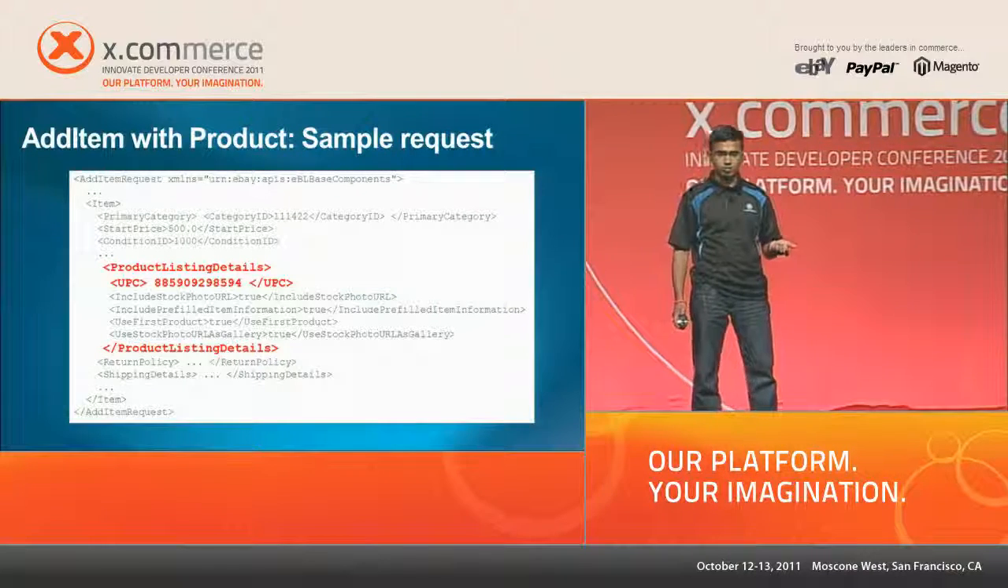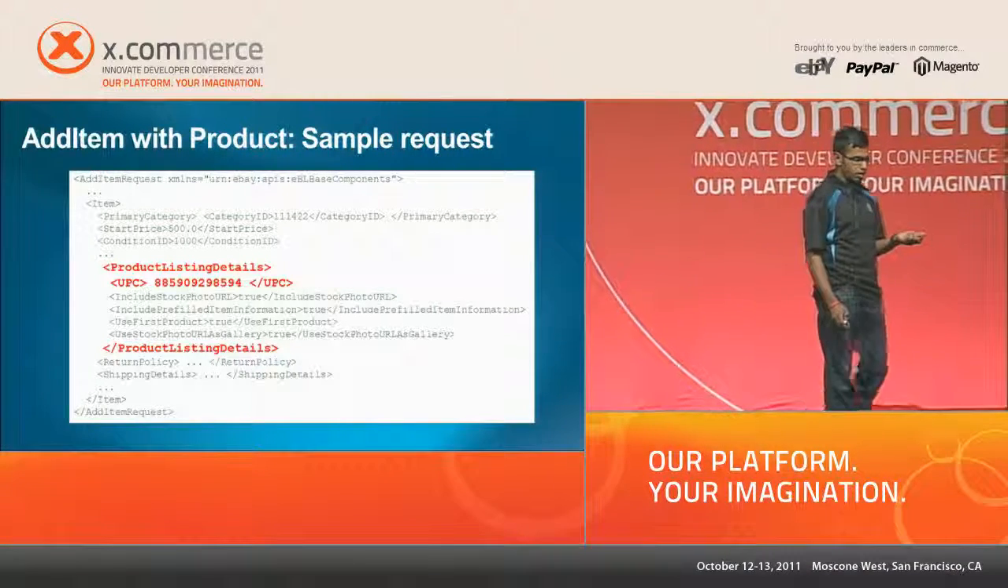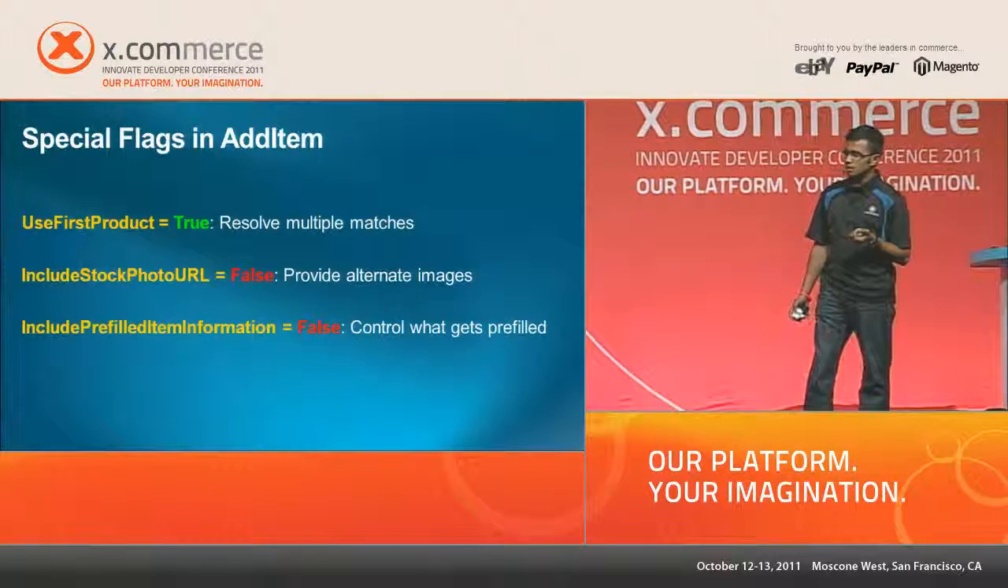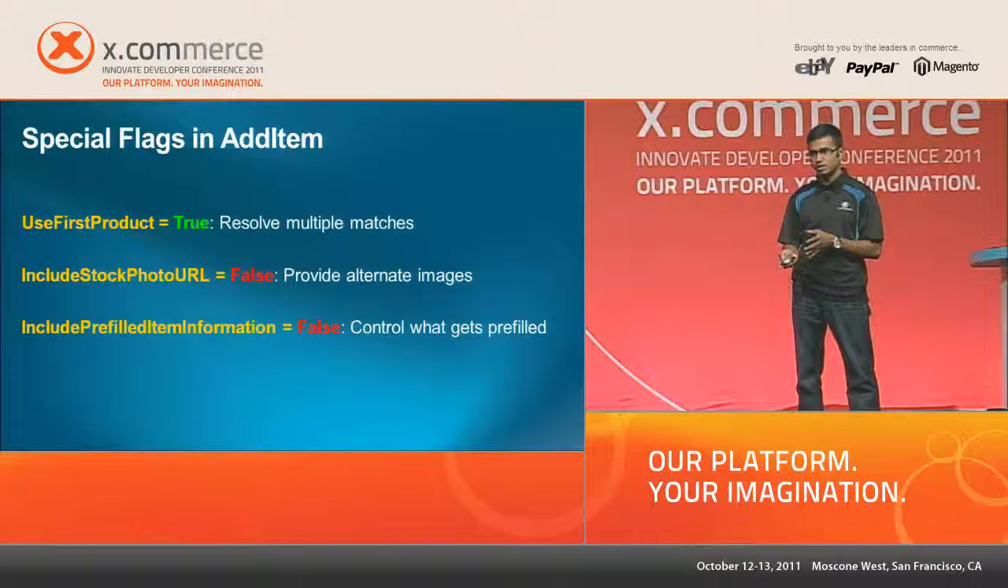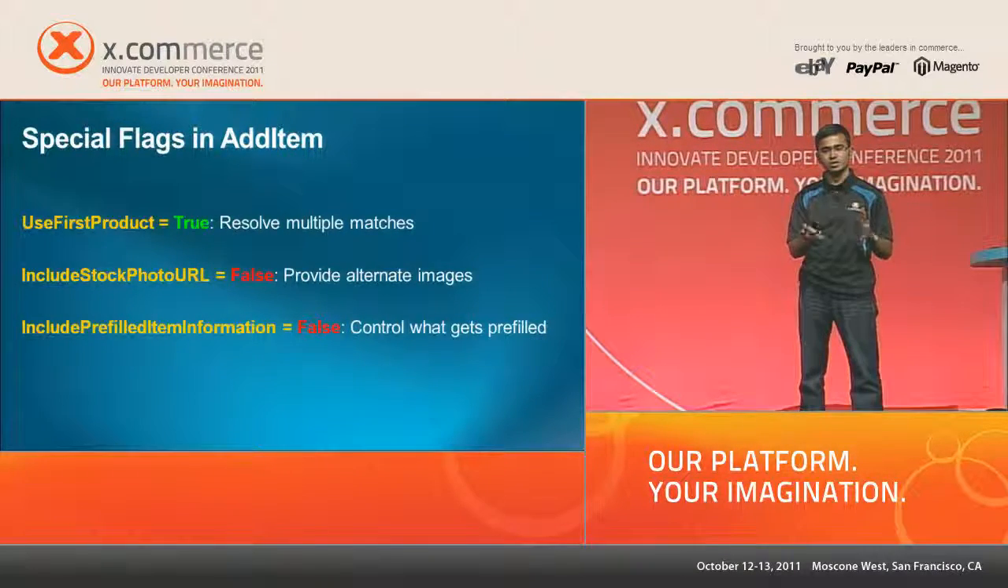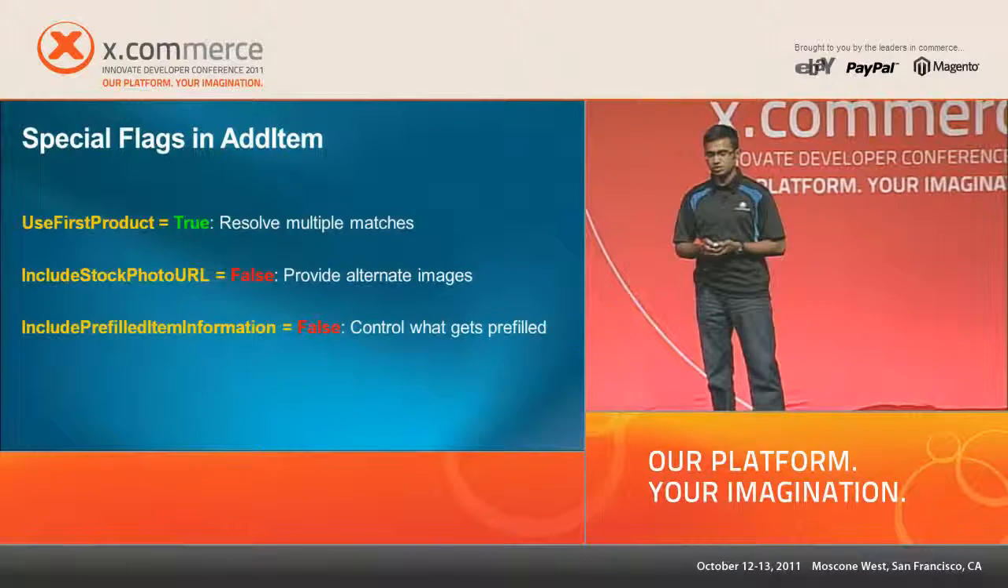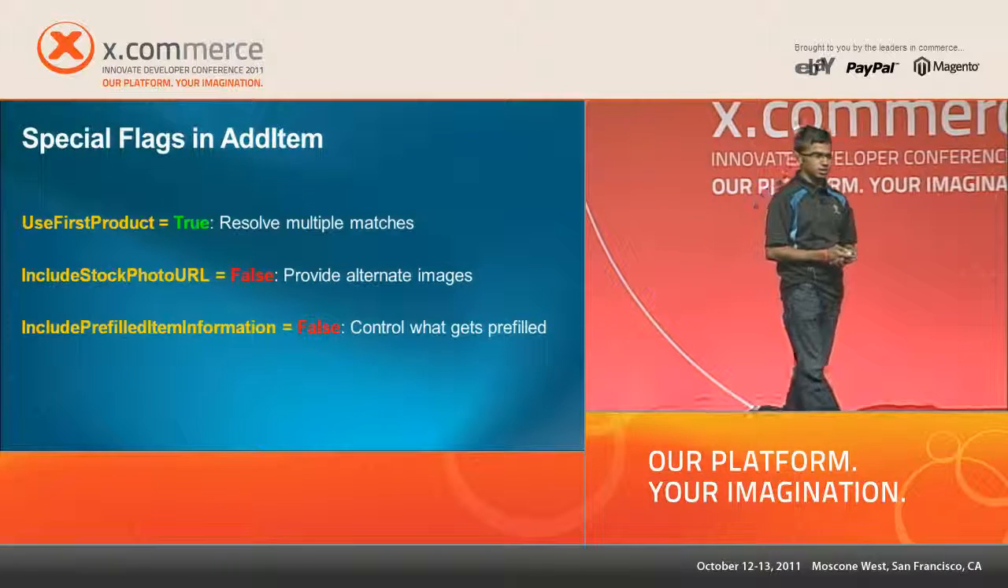Of course, you can visit the documentation to learn about all of them, but I'd like to highlight some of the key input parameters you can use. Just because you list against a product does not mean that you have no control over what part of the product information or how much of it gets painted onto your item. The first one, there is a flag called use first product.